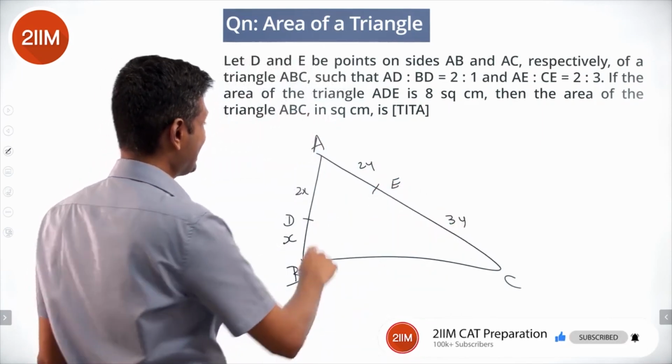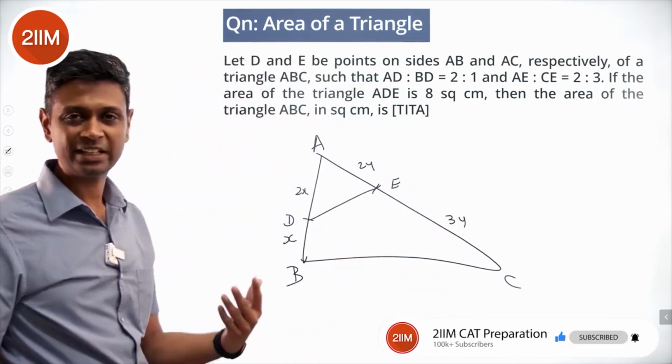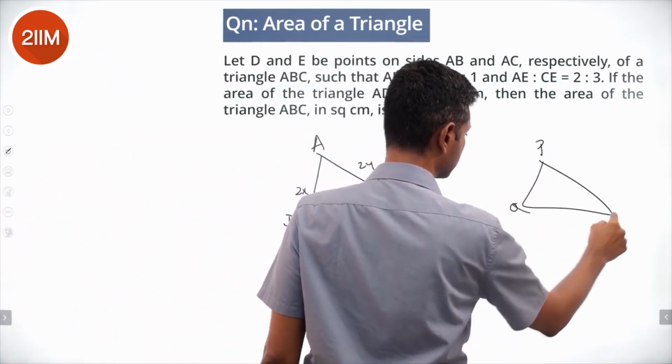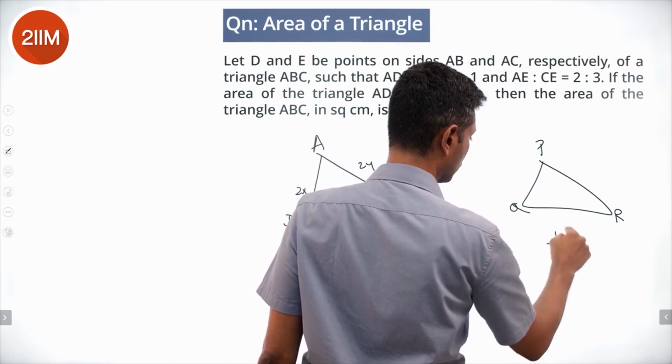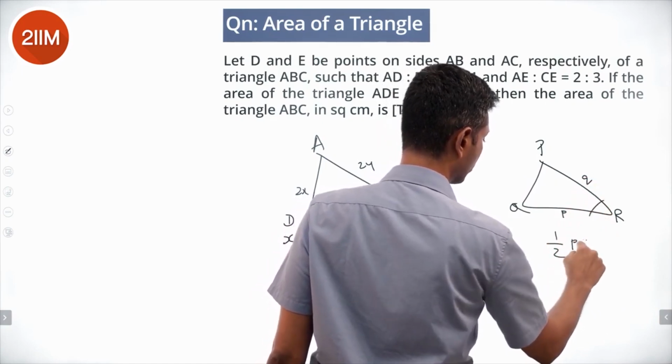Area of triangle ADE is 8 square centimeters. Find the area of triangle ABC. Nice simple question. Area of a triangle PQR is half PQ sin R.